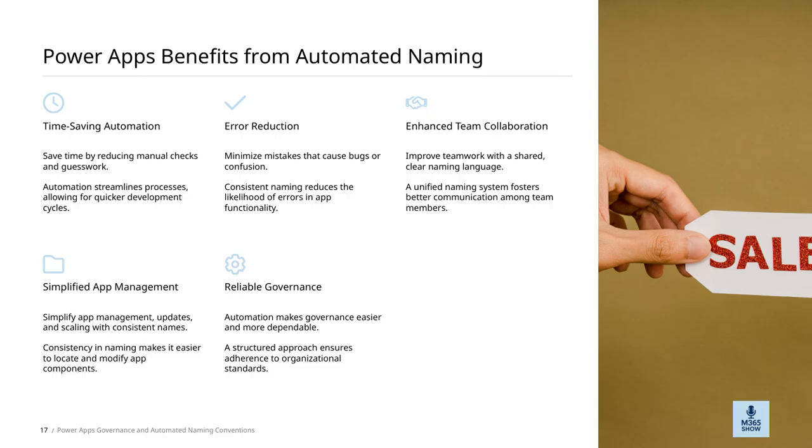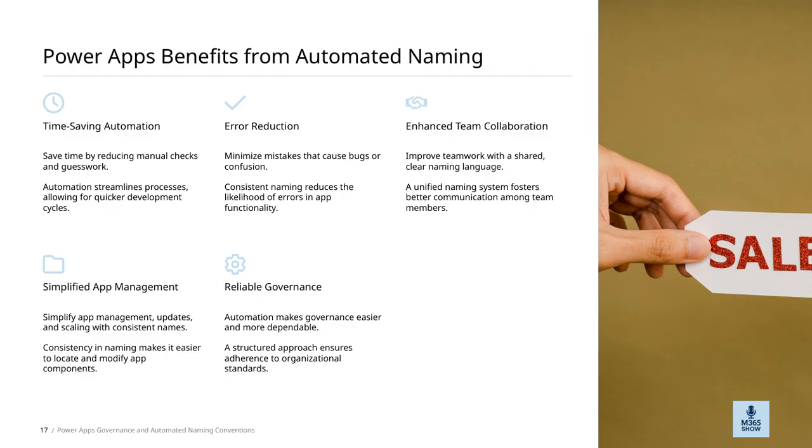Automation makes it much easier and more reliable to manage your apps. When you have a structured approach, it helps ensure everyone follows organizational standards consistently. This means your governance becomes more dependable. By using consistent naming conventions, managing, updating, and scaling your apps becomes simpler. When components are named clearly and uniformly, it's much easier to locate and modify them later. This consistency really streamlines app management overall.